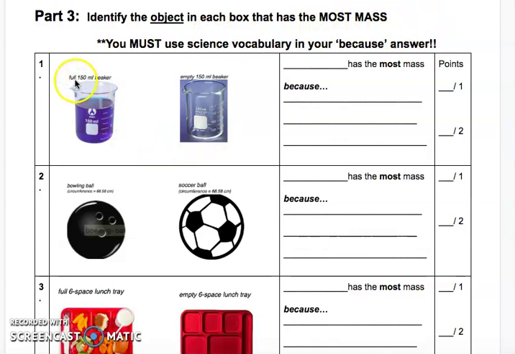So here you have a full 150 milliliter beaker. It is full of a liquid, and we colored that liquid blue for you. Here you have an empty beaker. Which one has the most mass? You're going to write that here. Full beaker or empty beaker, because why?